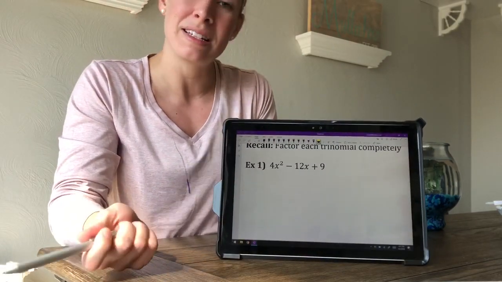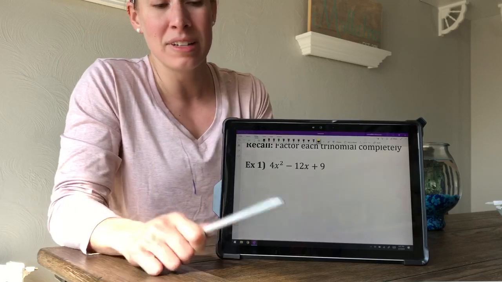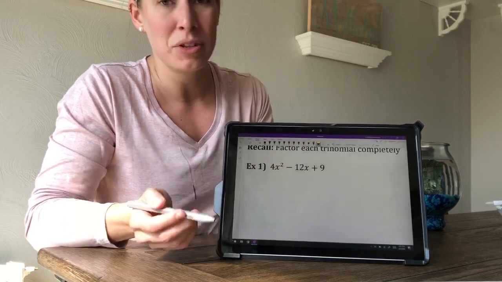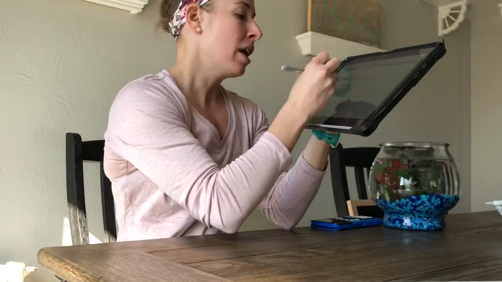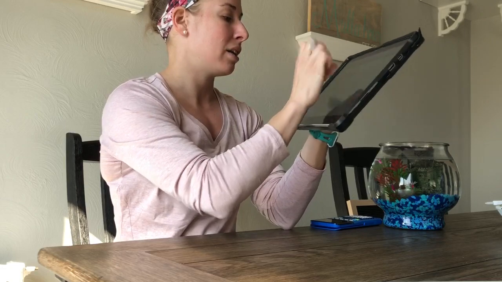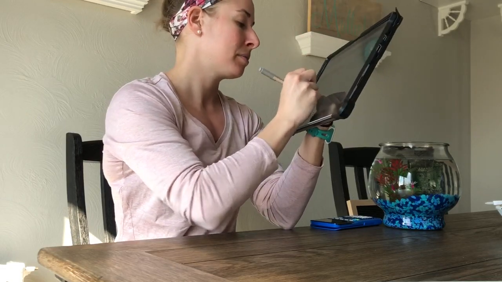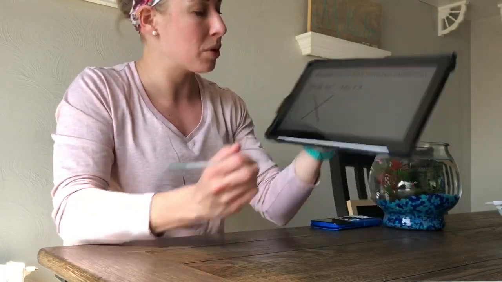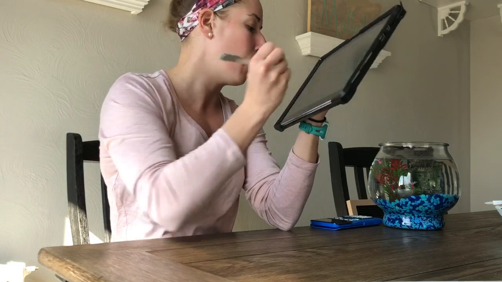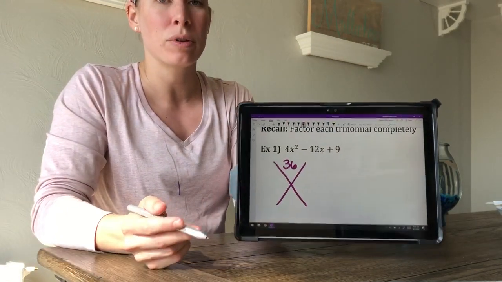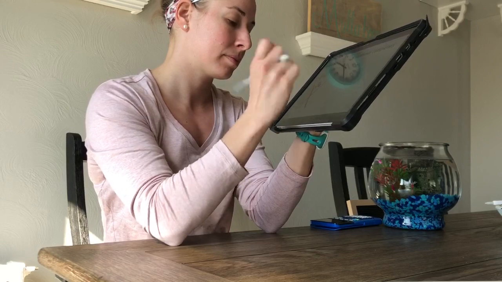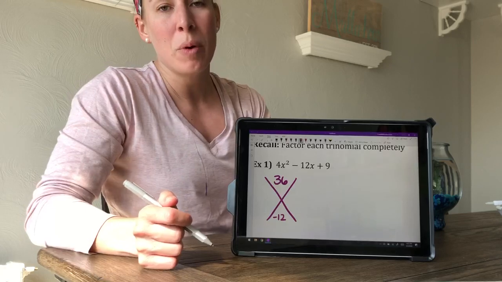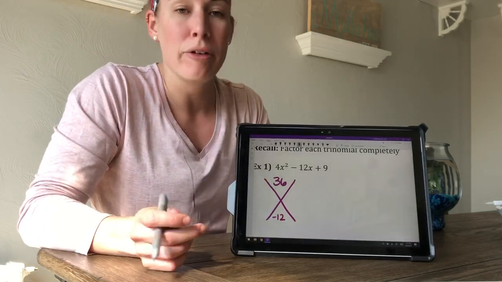Okay, so step number 2, is it a special pattern? Well, I haven't taught them to you yet, so we're just going to skip to step 3. Is the leading coefficient 1? No. So it's not 1, so you would have to x and box. So if we were to do the x, got the highlighter on still. Okay, so x. Remember, you're multiplying a times c. So 4 times 9 is 36. And then negative 12 would go at the bottom. What times what gives you negative 36? But when you add it together, you get negative 12.